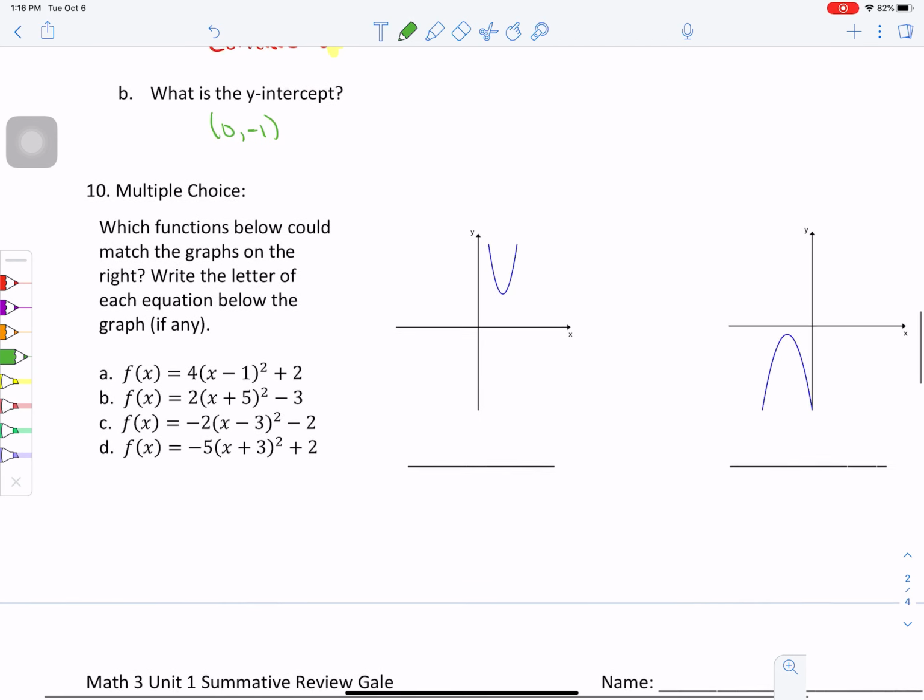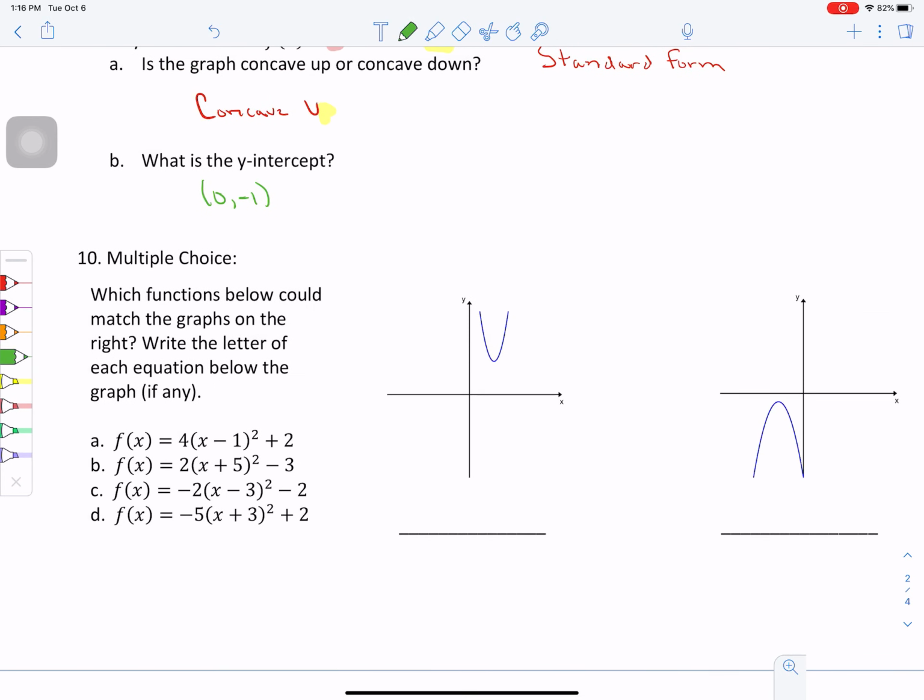Okay, and the last problem we're going to do today is problem number 10. Which functions below could match the graphs on the right? Write the letter for each equation below, or none if there is no match. Let's first look at them. We know by these leading numbers whether it's concave up or concave down. For this first picture, we know it's concave up. So we're really only looking at letters A and B, because C and D would not be concave up.